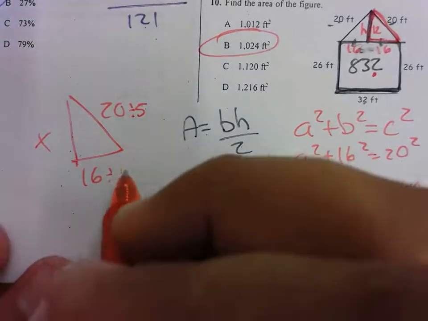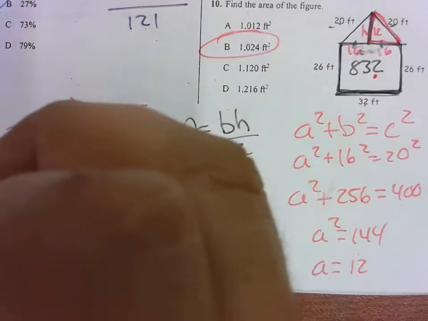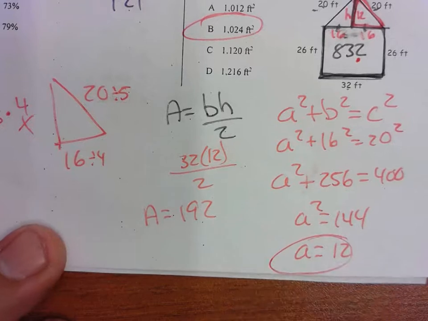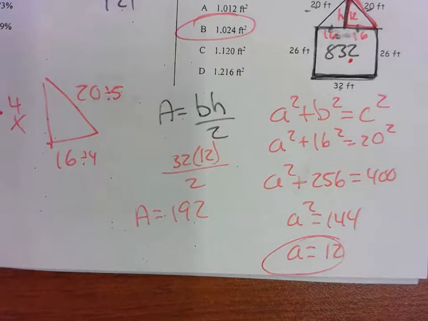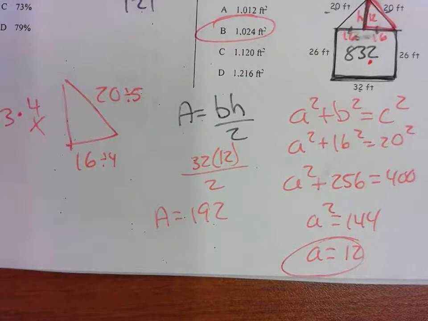That tells you that you multiplied this times 4. So 16 divided by 4 is 4. So if this is supposed to be my 3, it's not 3. It's 3 times 4, or 12. It's a 3, 4, 5 triangle multiplied by a scale factor of 4. Each side was multiplied by 4.